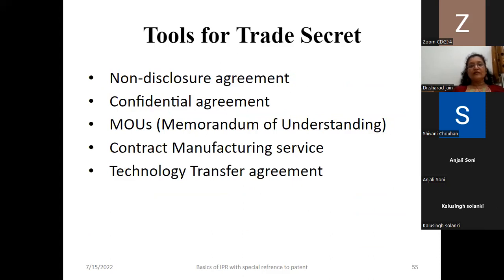So tools for trade secrets are non-disclosure agreements, confidentiality agreements, MOUs (memorandums of understanding), contract manufacturing services, and technology transfer agreements. These things can keep any kind of methodology or process secret.